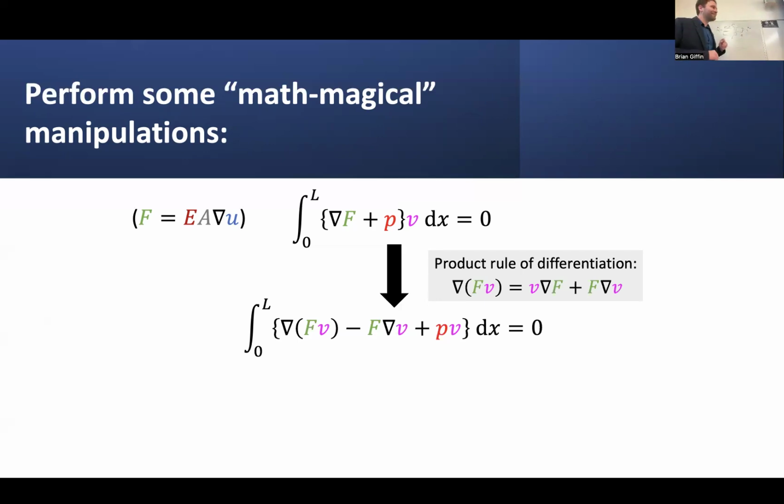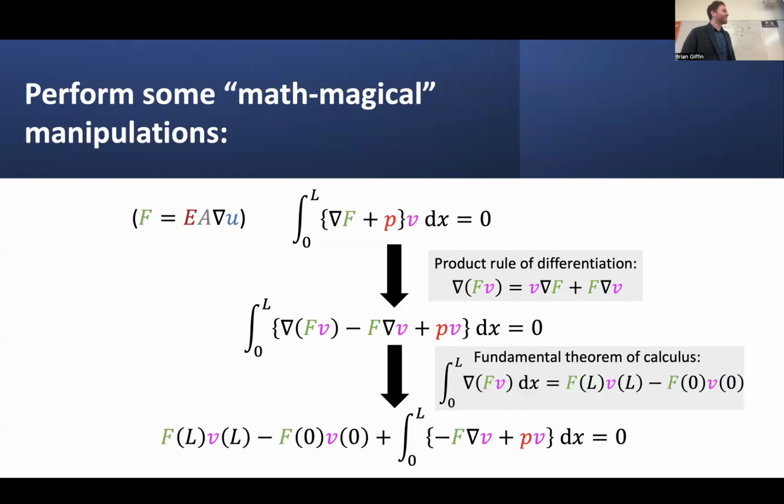It seems like a little bit of a, well, what did we get out of that, really? Well, you'll see in a moment. But given that we've manipulated things in this way, we can actually recognize that this particular term, the derivative of F times V, can actually be transformed using the fundamental theorem of calculus, kind of like we applied previously when we were deriving the original pointwise statements of equilibrium.